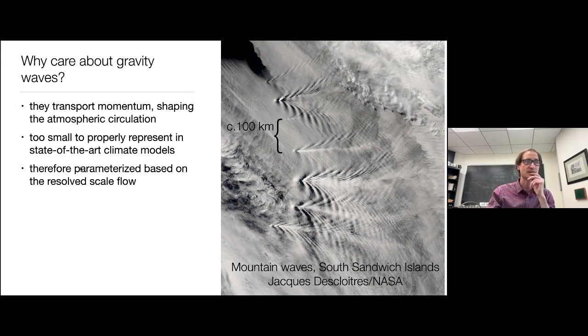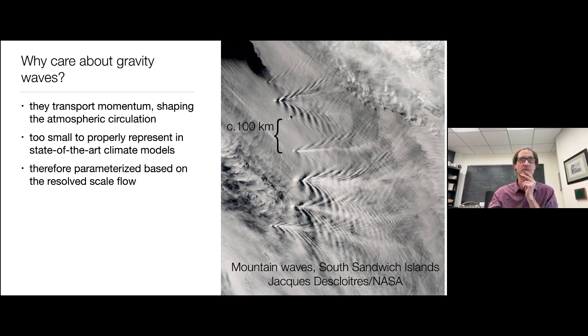I'm sorry if this is in the way here. I'm going to move it. They're too small to properly represent in state-of-the-art climate models. You can see here again, this is 100 kilometers. So these are really 10 kilometer scale waves, right? So even if you have a really powerful GCM at 20 kilometers, which is really state of the art, or 50 kilometers, more typical for CMIP climate modeling, there's no chance of getting these waves. Even if your nominal resolution gets down to on the order of 10 kilometers, you're not really resolving a wave at that point, right? So they're missing. So we have to parameterize them.